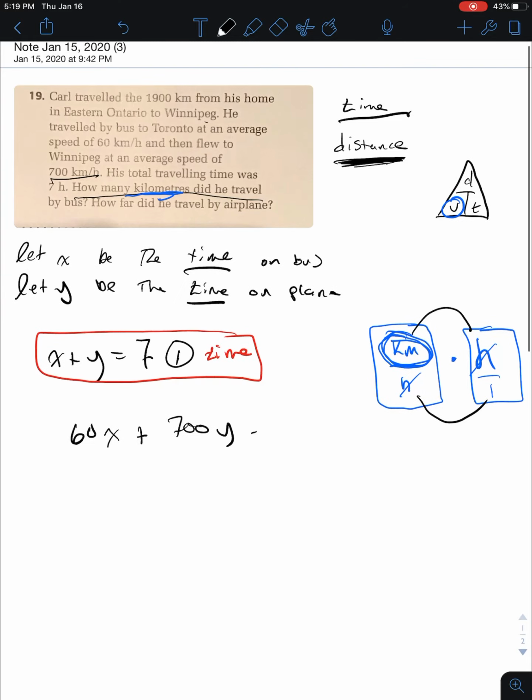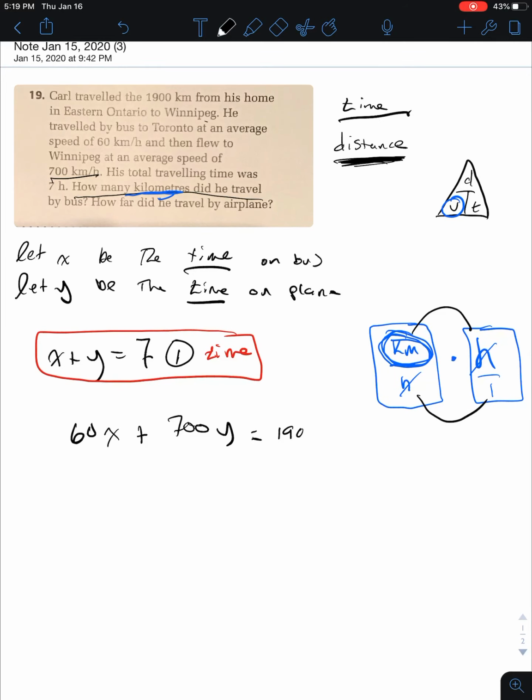There's one more piece to this. It's the equals piece. How far did he travel in total? 1900. Okay, kilometers. That seems like a distance to me, right? So I just go 1900. And this is my distance equation.